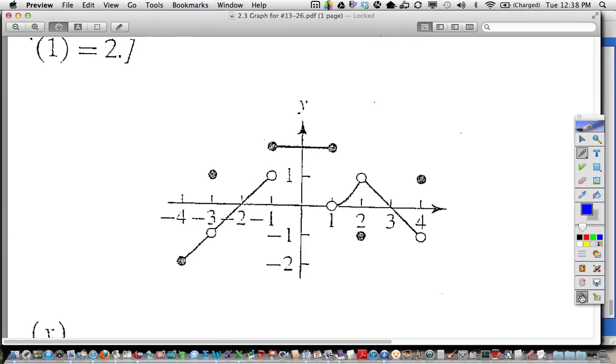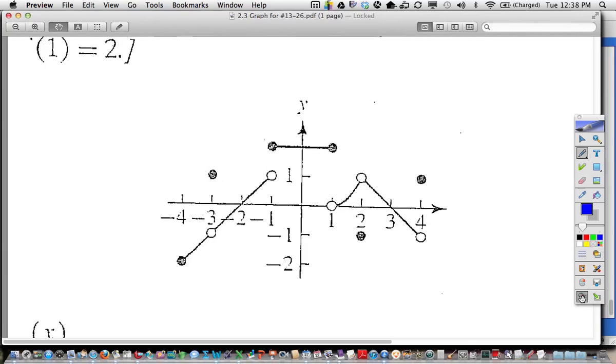Okay, next one. Negative 1 from the right. What are the slopes? 0. Okay, negative 1 from the left. 1. Right? So slope on this side is 1. So what would be the limit at negative 1 of f prime? Does not exist. Because on this side the slopes are 1. On this side the slopes are 0. And so it does not exist.